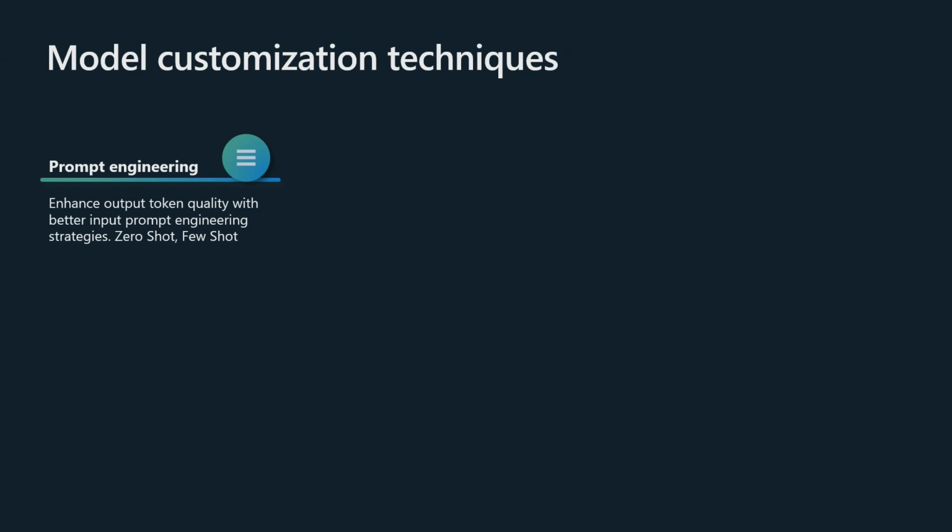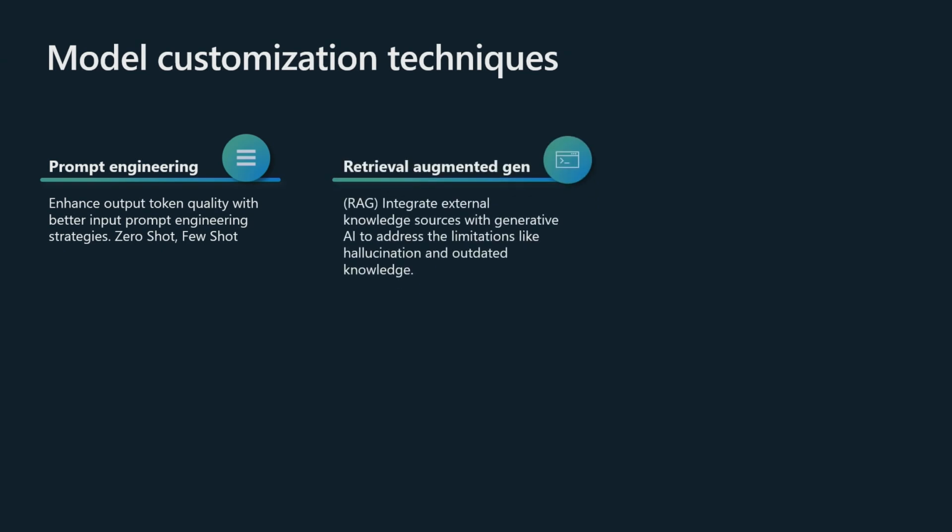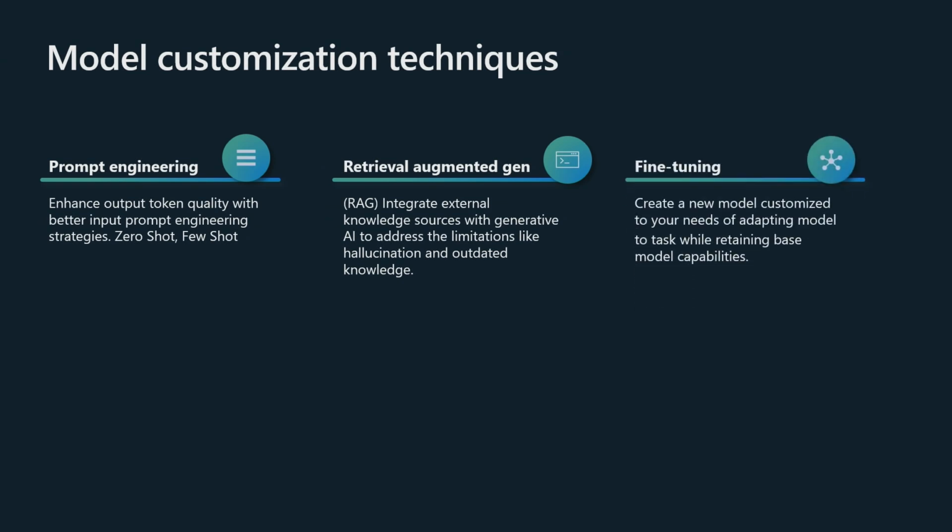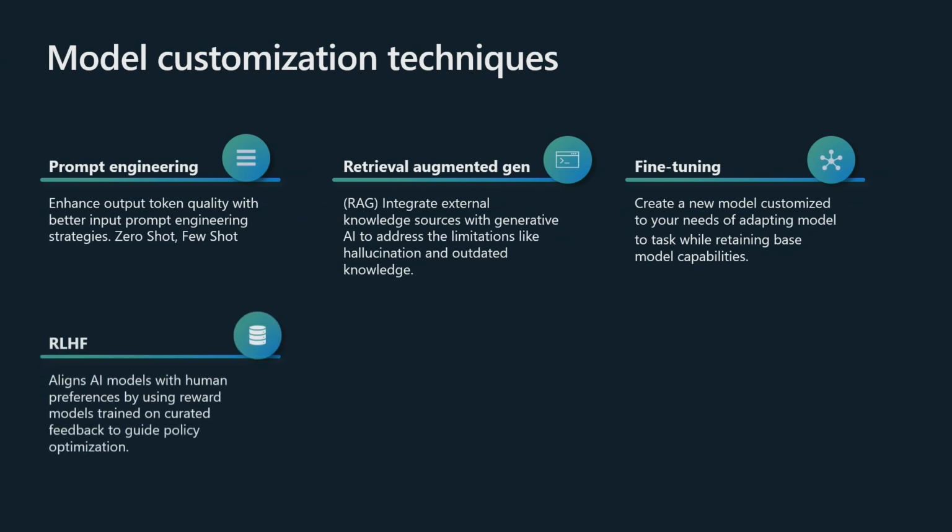So in terms of the techniques, prompt engineering is the most well-known technique, where you're basically enhancing your output token quality with better input prompts. Some examples of doing that are zero-shot and few-shot. You do that using prompts. And then RAG, where you ingest external data to ground the answers that the Gen AI model gives. Next up is fine-tuning, where you create a net new model, customized to your task and the data that you have at hand. A more advanced technique is RLHF, where you are doing fine-tuning, but you're including human feedback and a reward model that helps guide the process.